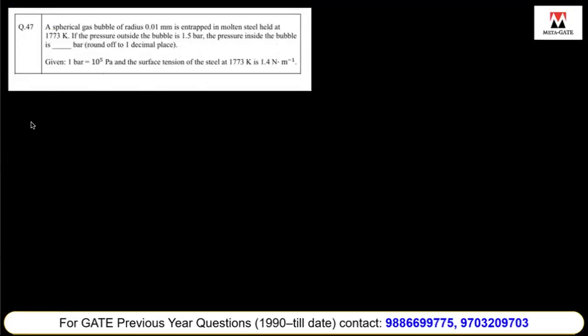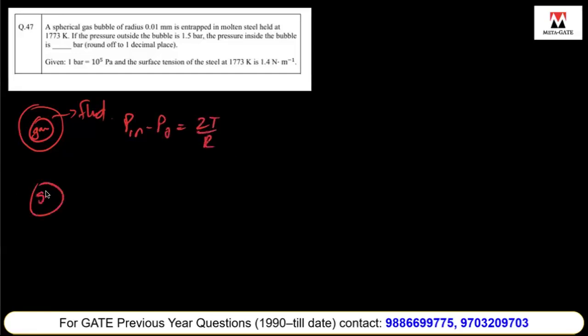To find the pressure inside a gas bubble entrapped in molten steel, you should know that if this is a gas bubble and outside it is full of another fluid, then P inside minus P outside is equal to 2T by R. If this is a gas bubble and the layer is also formed by air, then P in minus P out is equal to 4T by R. So here, the first one is applicable.